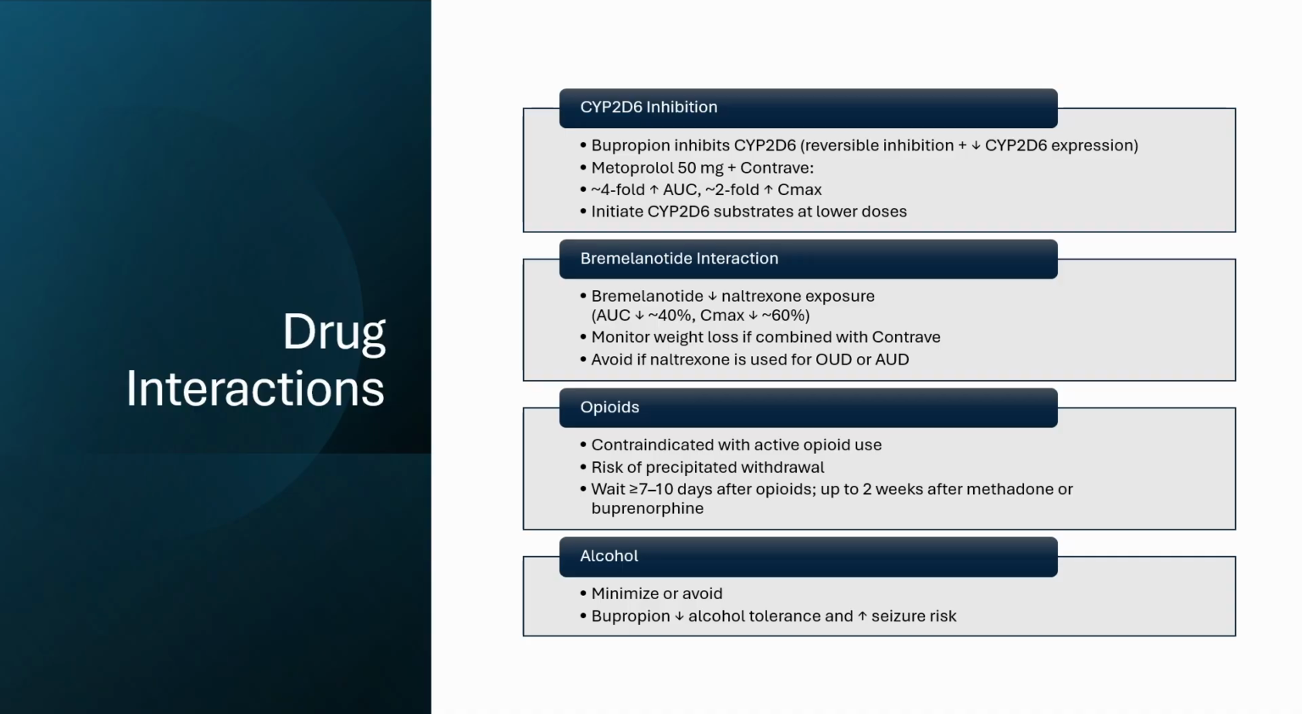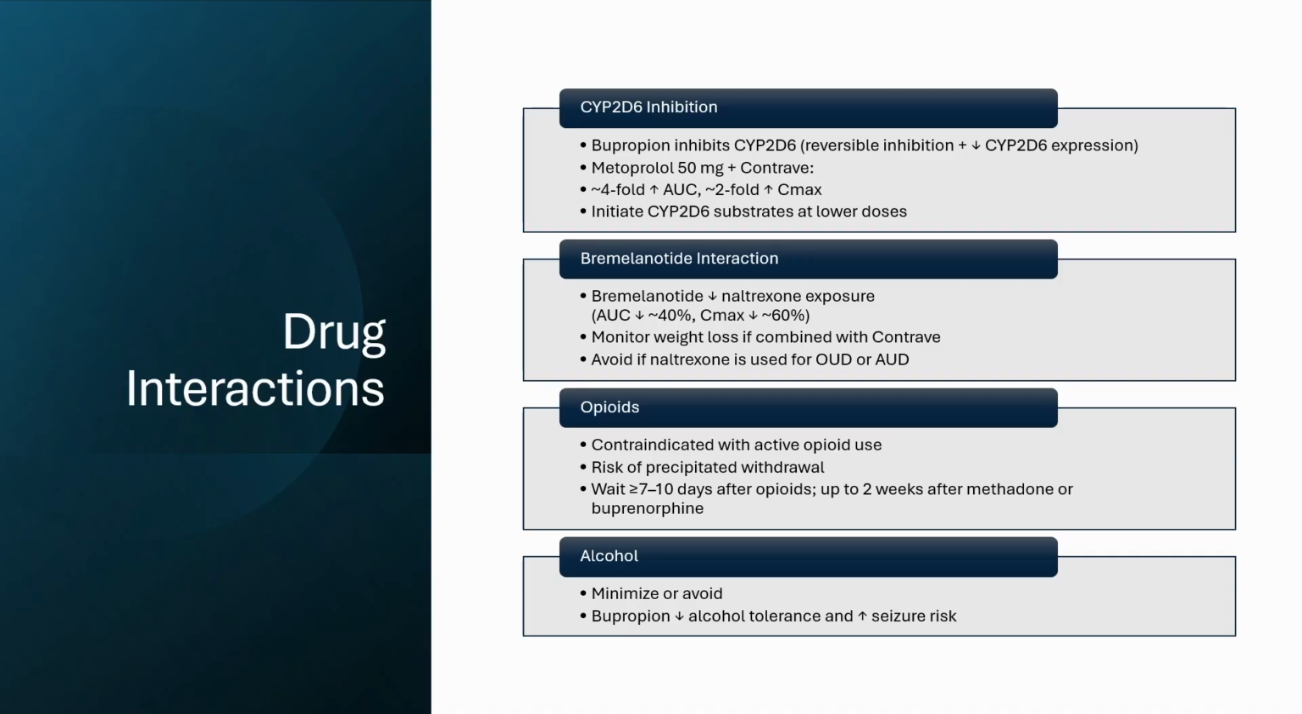Bremelanotide is listed as a major interaction with naltrexone, and this is based off of a pharmacokinetic study in which naltrexone's AUC and Cmax were decreased by 40% and 60% respectively. This is believed to be due to slowed gastric emptying caused by bremelanotide. In the case of patients receiving concurrent bremelanotide and Contrave, monitoring of weight loss becomes important.